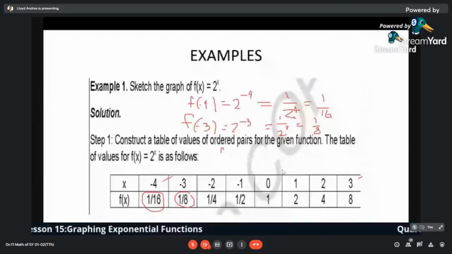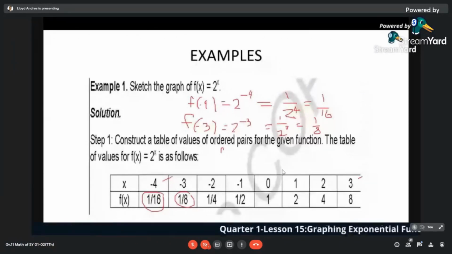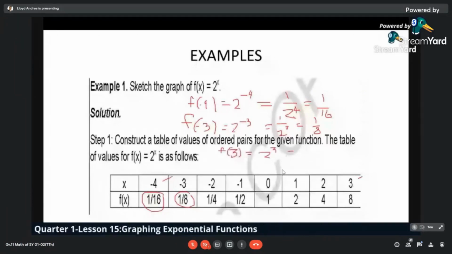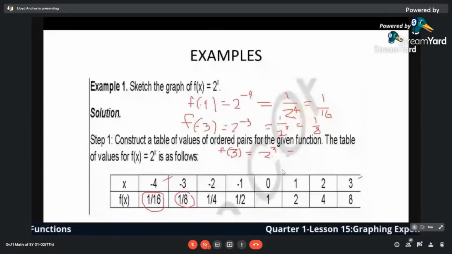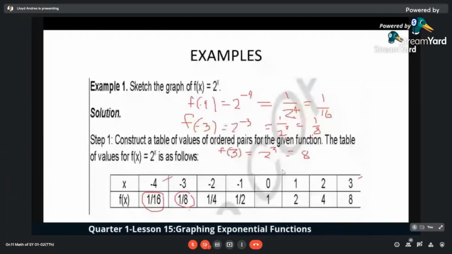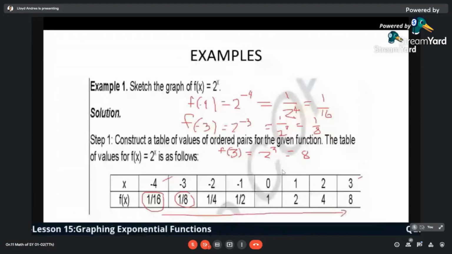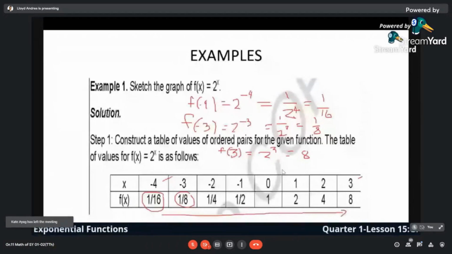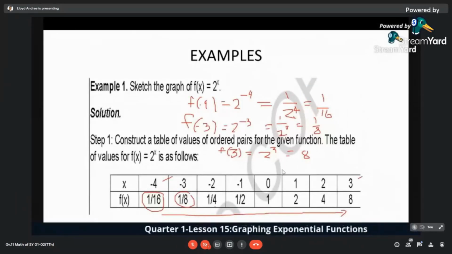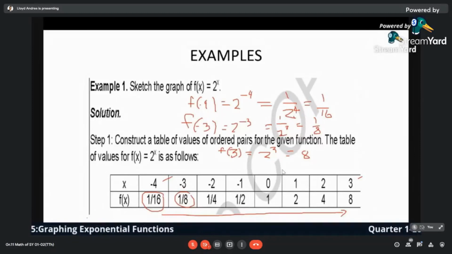So, f of 3, meaning 2 raised to 3. Since the exponent is positive, no need to take the reciprocal. Just evaluate 2 raised to 3, and that is 8. So, that is what you do all throughout the table until you fill it. I hope you got how to make a table of values. Actually, you have been doing this in junior high school, the table of values. Hopefully. So, these steps are familiar.